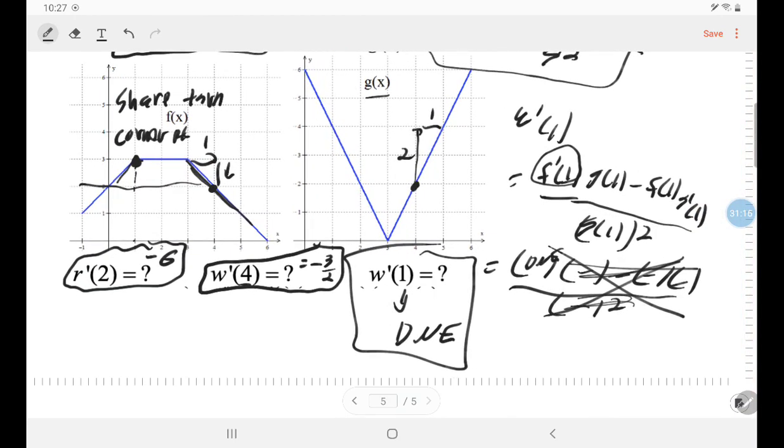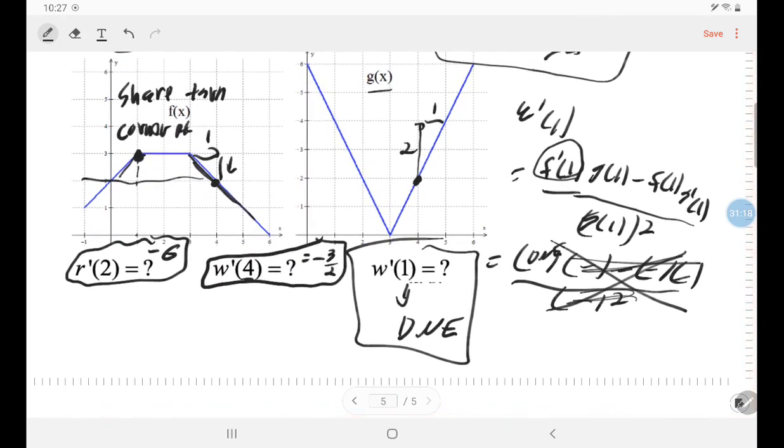So there you go. There's product rule, there's quotient rule, equations, graphs, constants, parameters, horizontal tangents. Hope it worked for you.